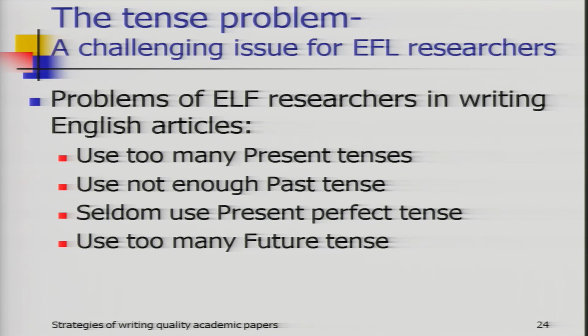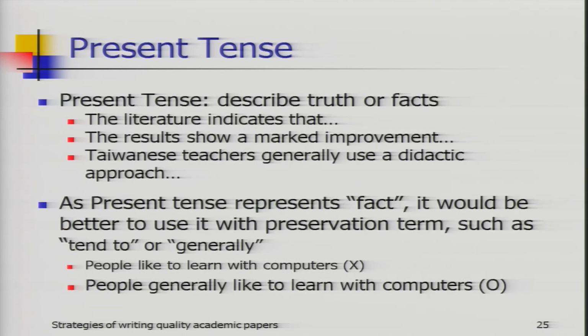And EFL, English as a foreign language researchers, usually use too many present tense, do not use enough past tense, seldom use present perfect tense, and use too many future tense. I can only give you some very quick examples. Present tense is usually used to describe some fact or truth. So we need to be very careful when we use present tense.